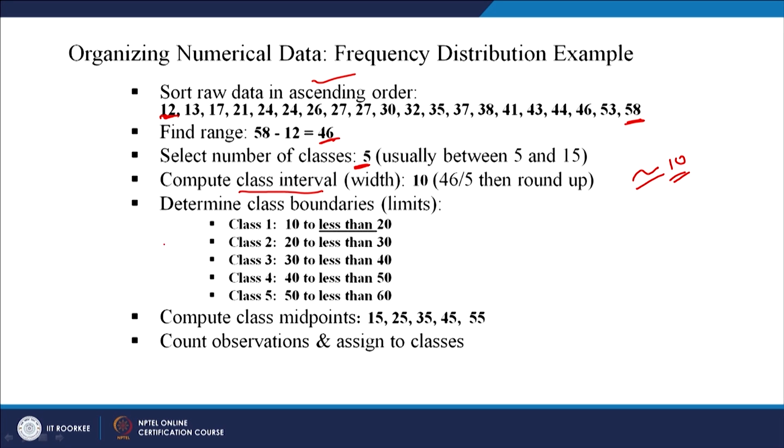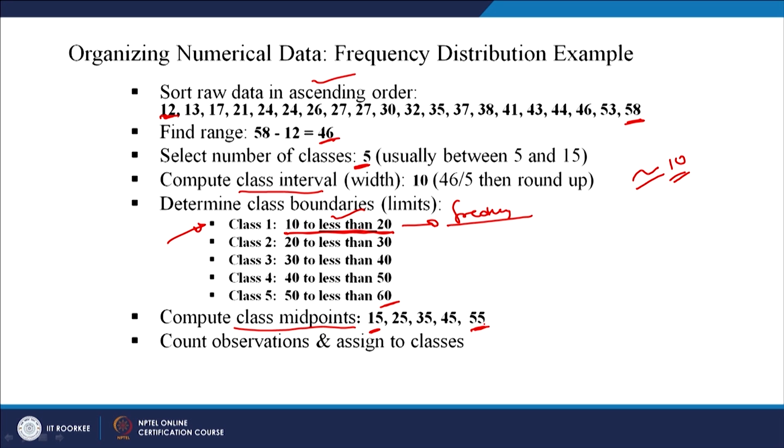So, the first class, class number 1, is 10 to less than 20. All data points which fall in this category you can write here in the frequency column. That would be the frequency. Then 20 to 30, 30 to 40 and so on. The last value is 60. And you can easily calculate the midpoints of all these classes. For the first class this is the midpoint, and for the last class this is the midpoint.